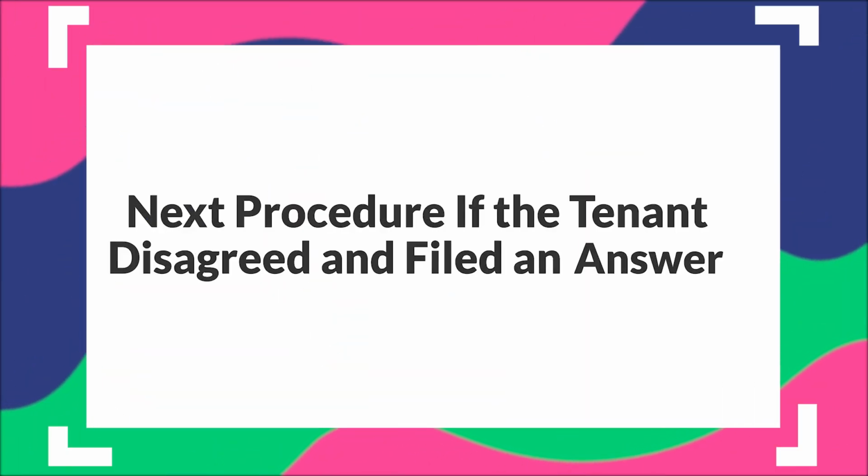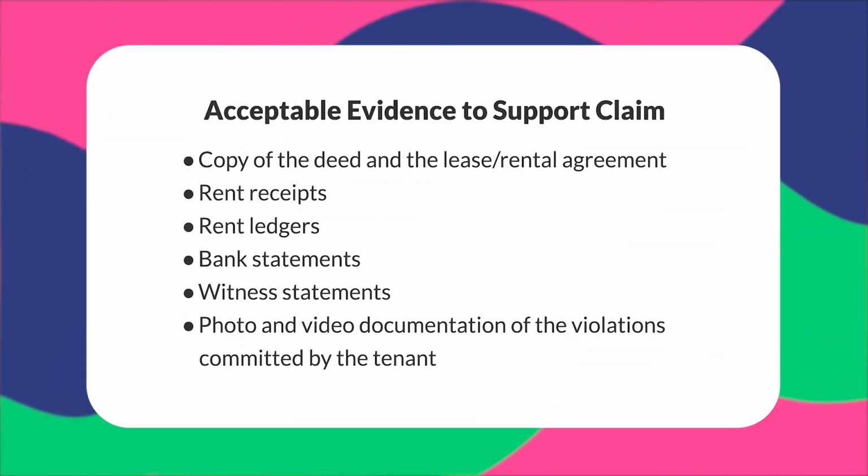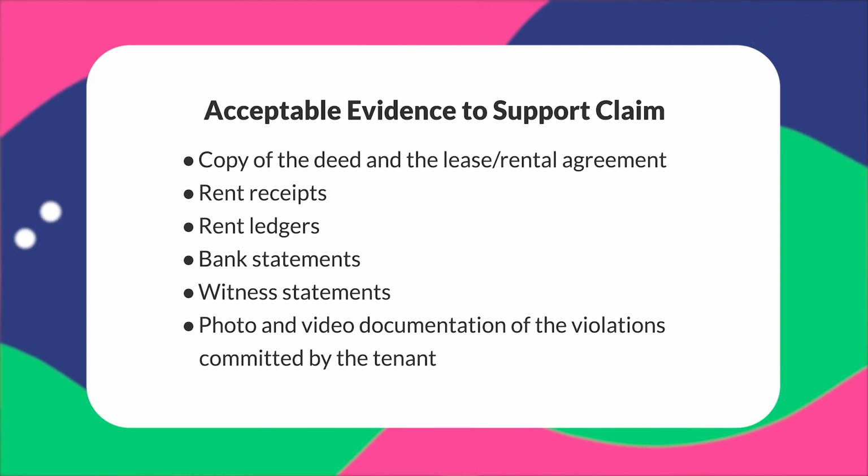A landlord has to provide a strong argument backed up by solid evidence against their tenant in order to win evictions. Should the tenant fail to show up to the hearing or fail to file an answer, well, then the landlord will win by default. During the court hearing, the landlord has to support their claim with evidence and show it to the judge. This includes but is not limited to the following: a copy of the deed and the lease/rental agreement, rent receipts, rent ledgers, bank statements, witness statements, or photo and video documentation of the violations committed by the tenant.